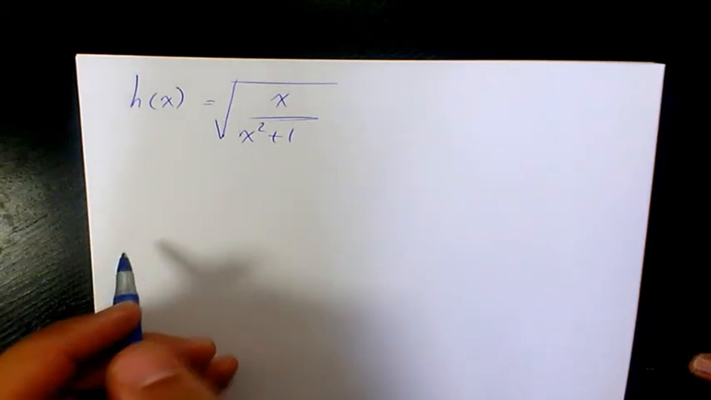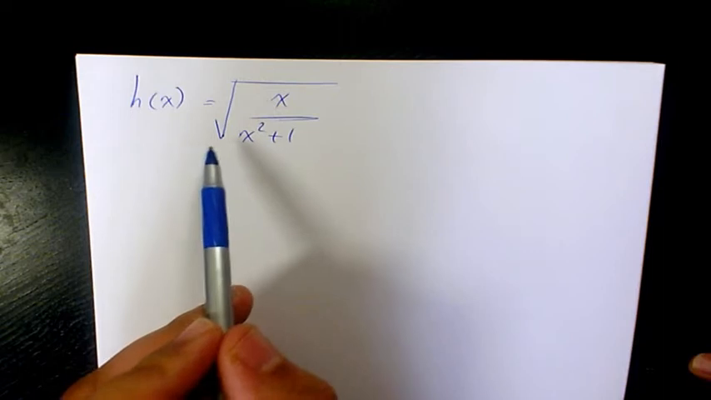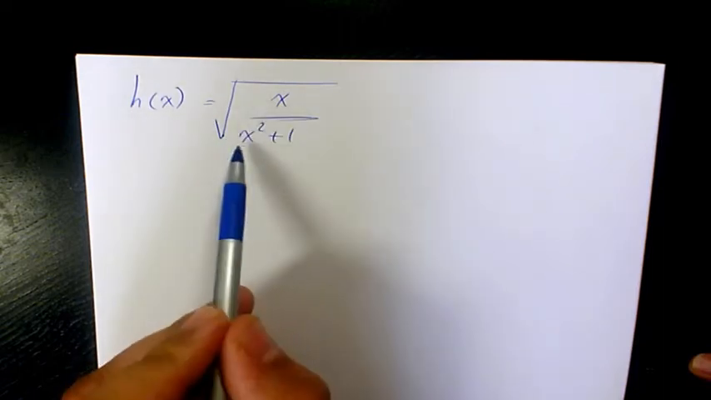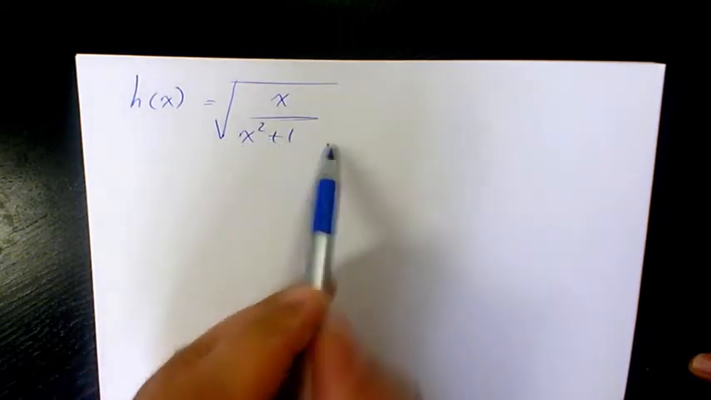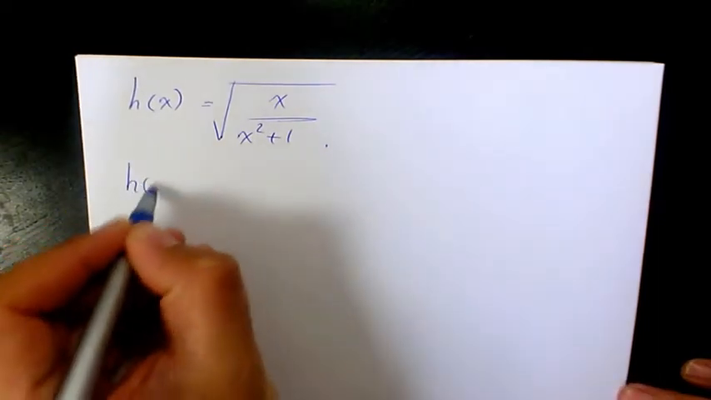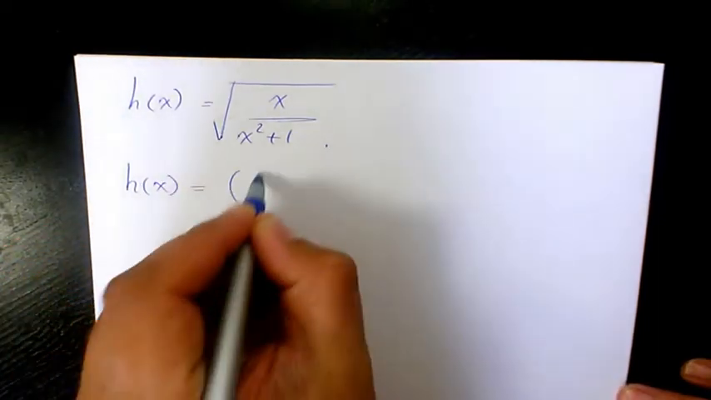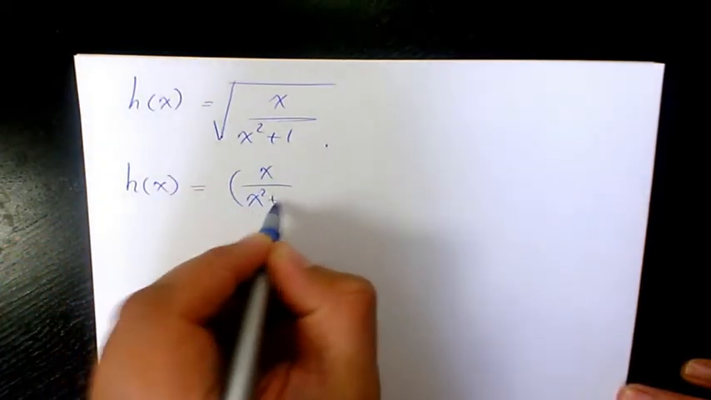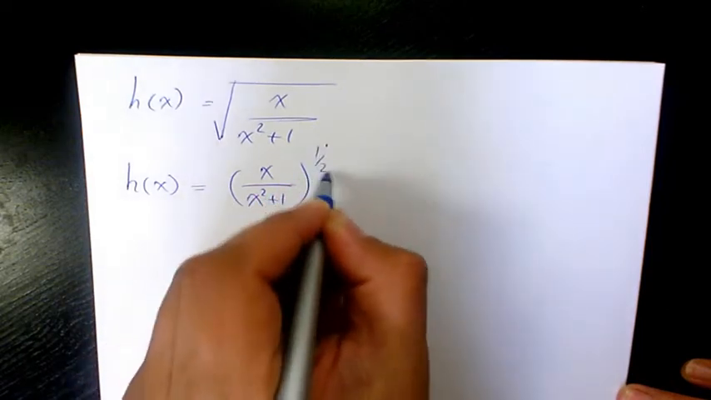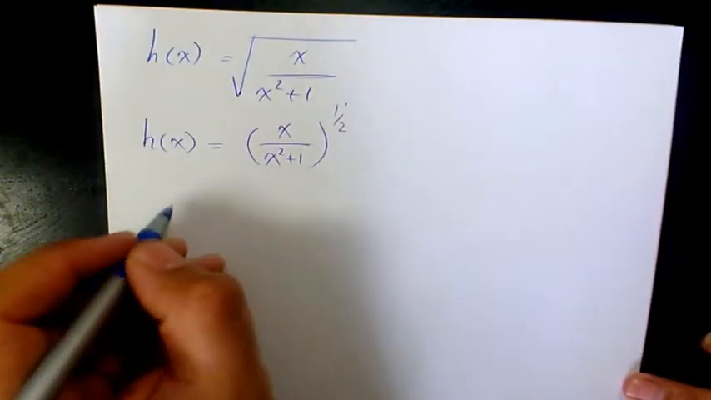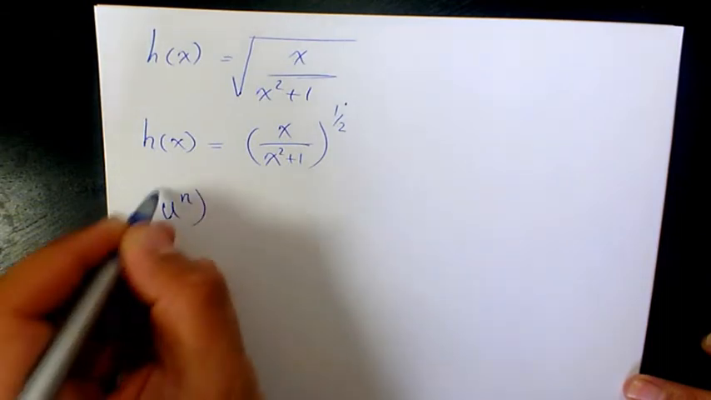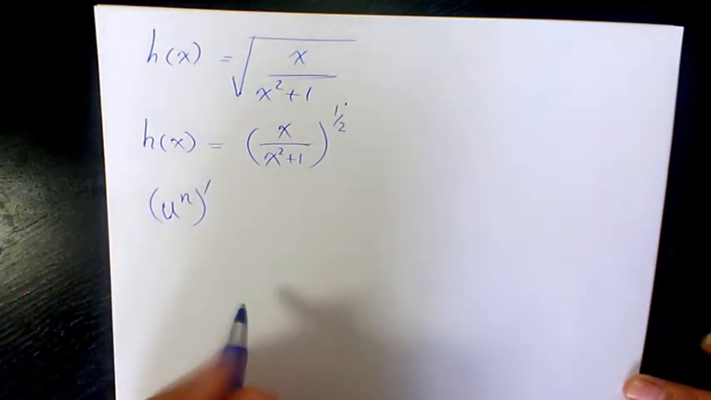Welcome to another video. In this video I want to show you how to find the derivative of the square root of x over x squared plus 1. So the first thing I'm going to do is write the square root as the exponent 1 over 2.